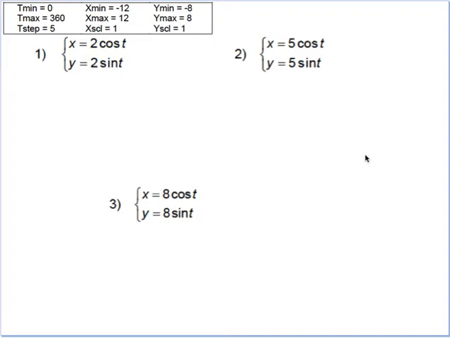We'll get into what conics are in a little bit, but just for this video, we're just going to go over how to graph a circle with parametric functions.